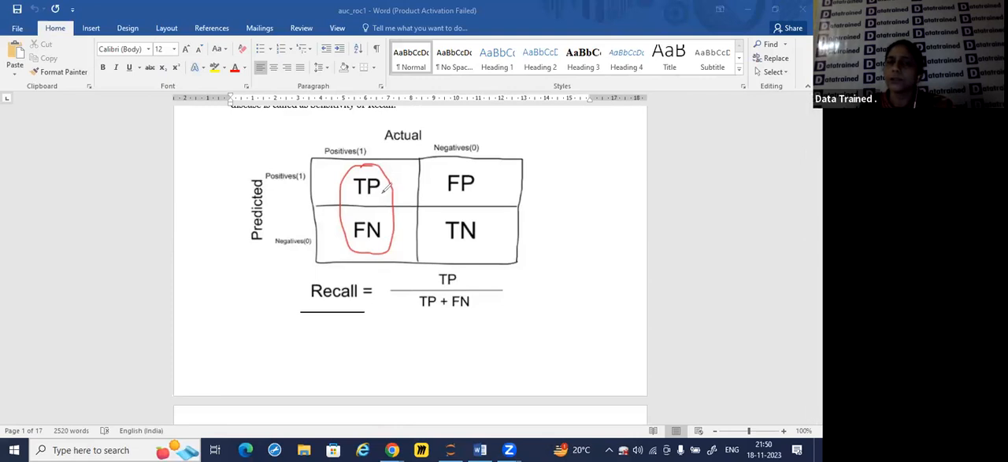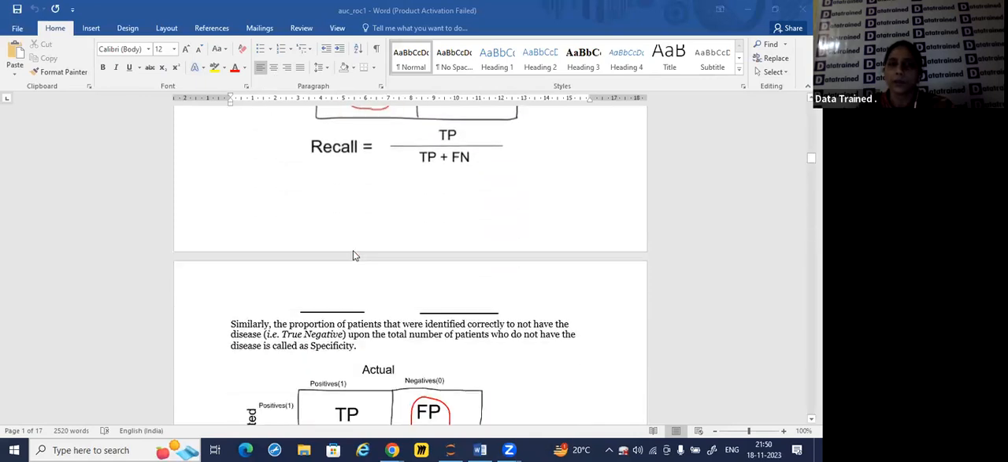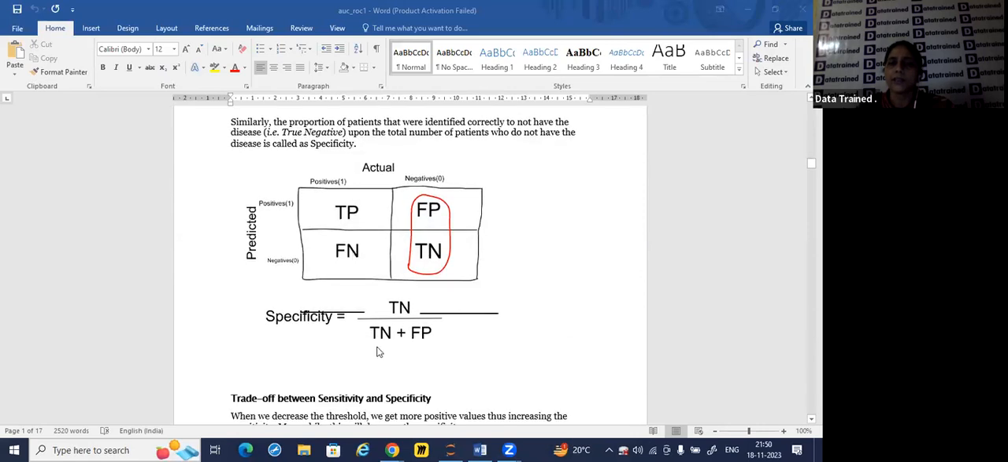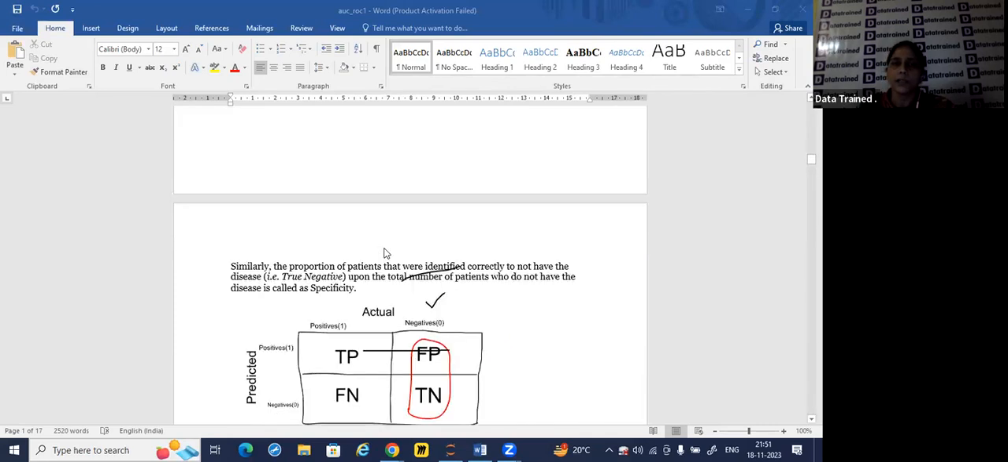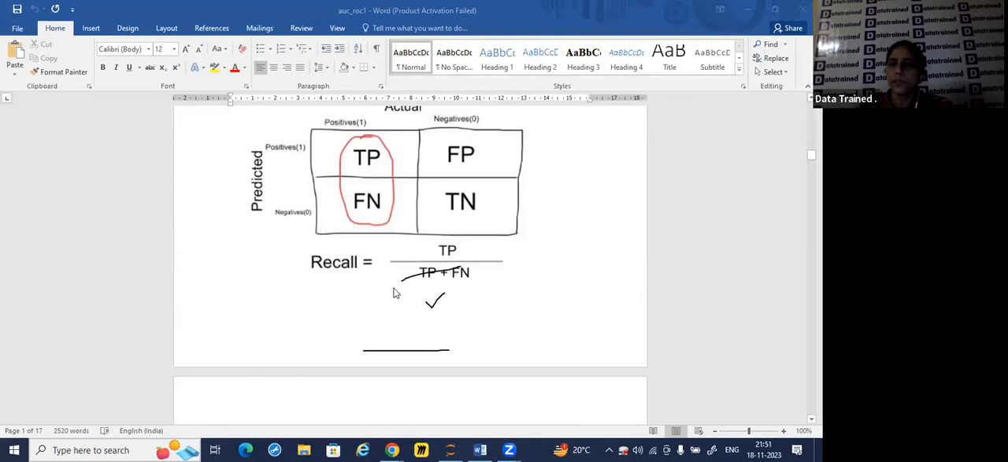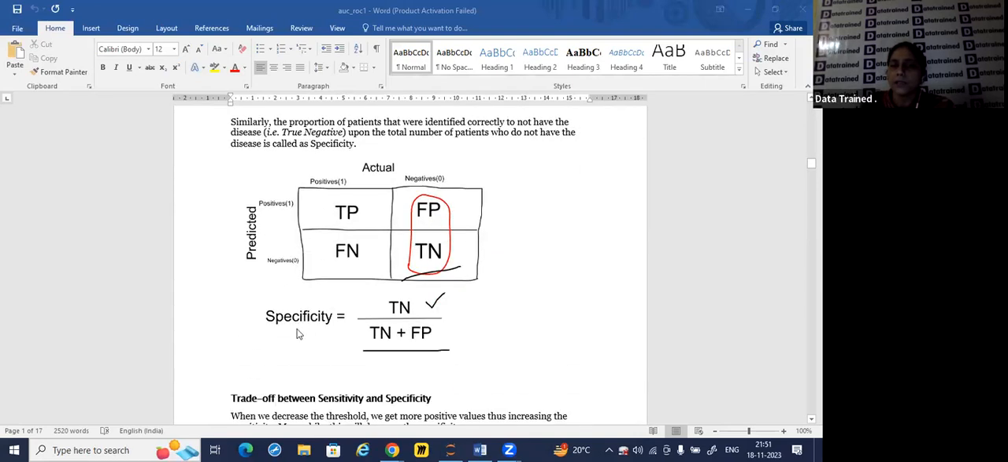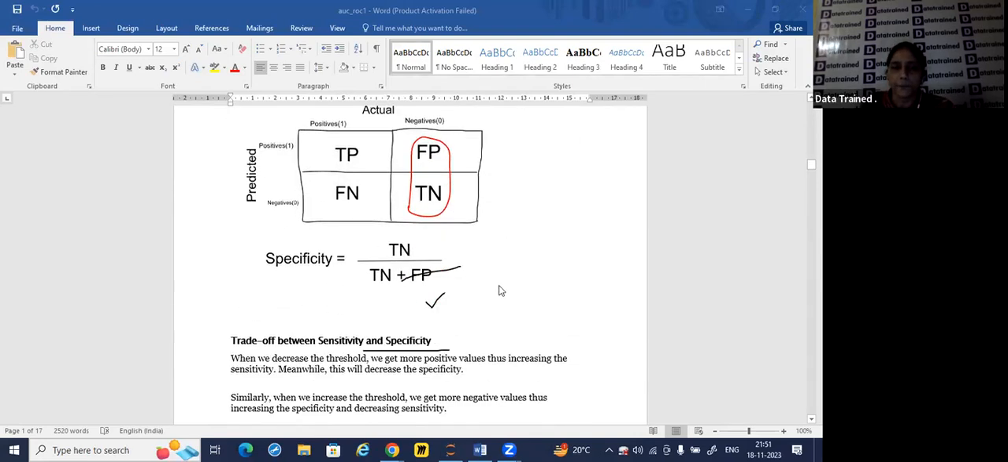Recall is true positive over true positive plus false negative. And this one is specificity, which, as you're already aware, is true negative over true negative plus false positive. So we need to consider these two values: one is recall, which is sensitivity, and the other is specificity.